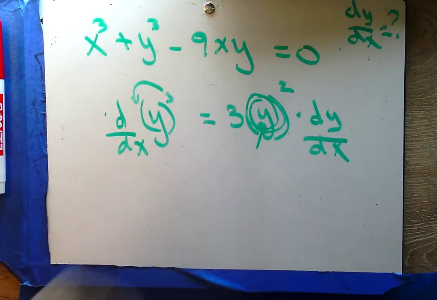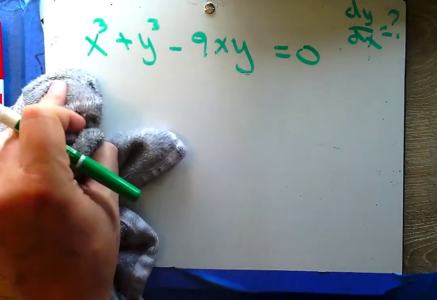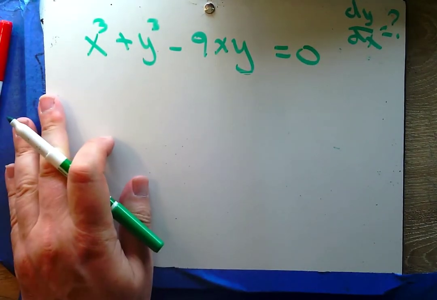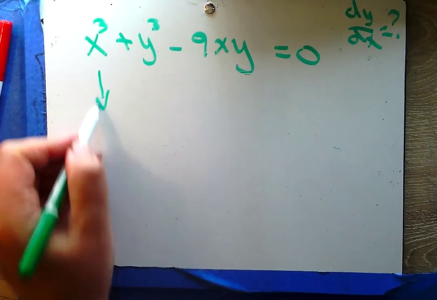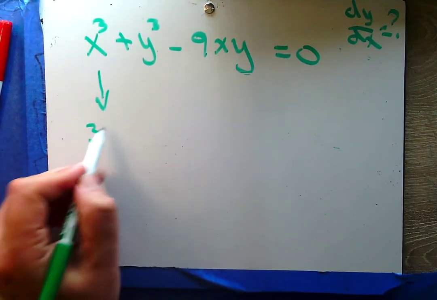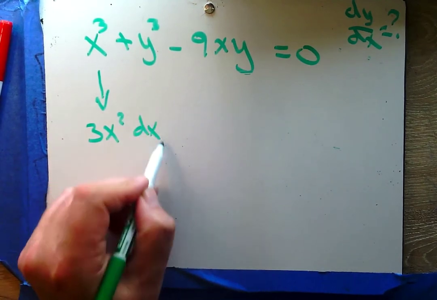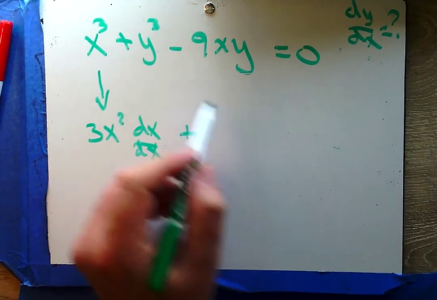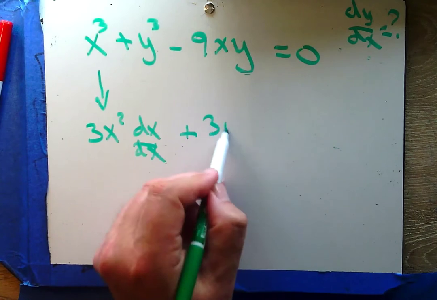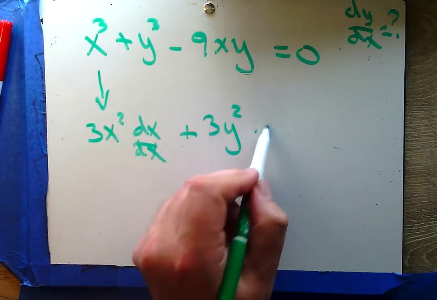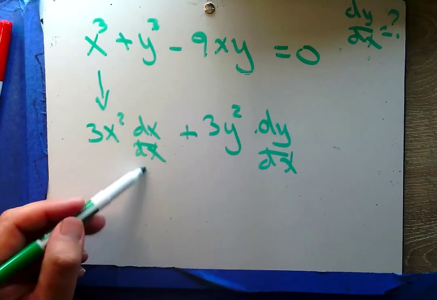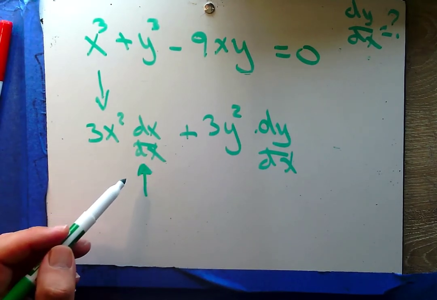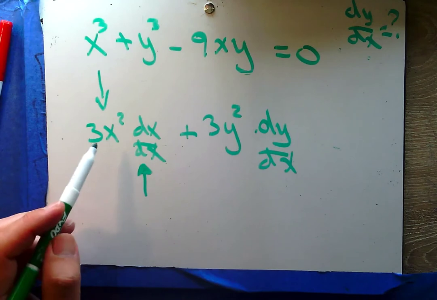Okay? So when I look at a problem like this, and I'm asked to find the derivative, find dy dx, the derivative of x to the third is 3x squared dx dx plus the derivative of y to the third, 3y squared times dy dx. Now, here's the thing. Did you just feel like, oh, why did he write that? We don't have to write that. No, you don't have to write that.